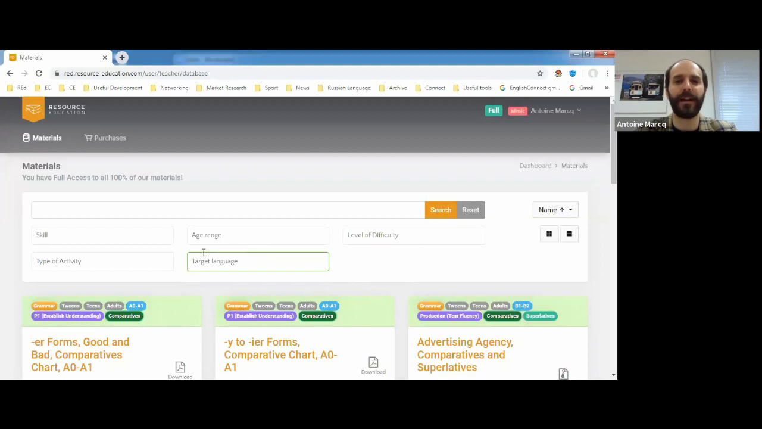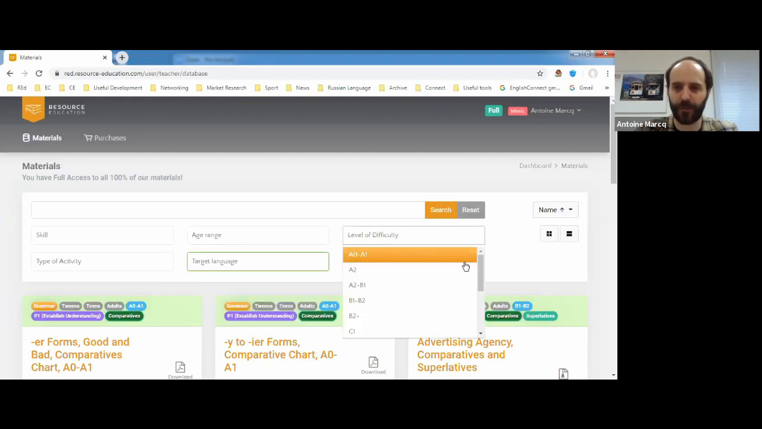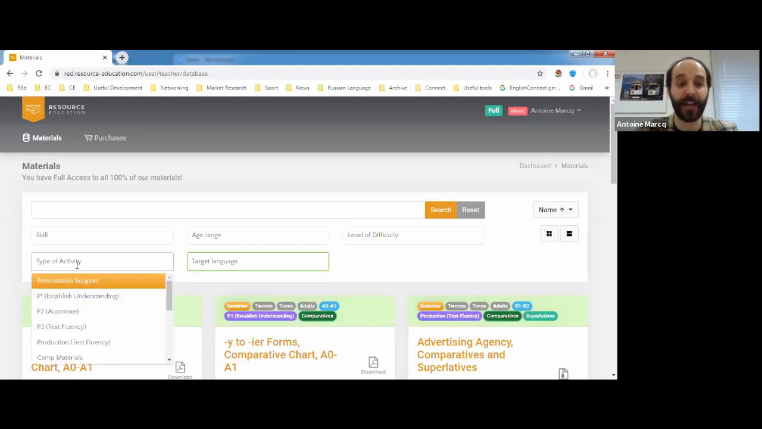As you see, I just reset my filters, and you remember these filters, there are different ways you can use them. I find them really useful to quickly filter out activities and find what I need. Age range, level of difficulty, remember in level of difficulty, you also have exams. The target language, type of activity, P1, P2, P3, productions, projects, presentation support.